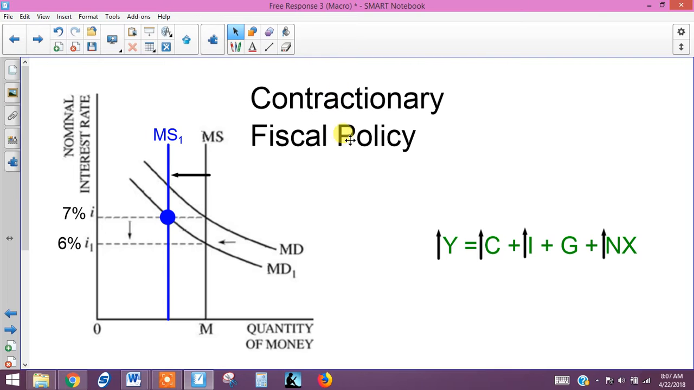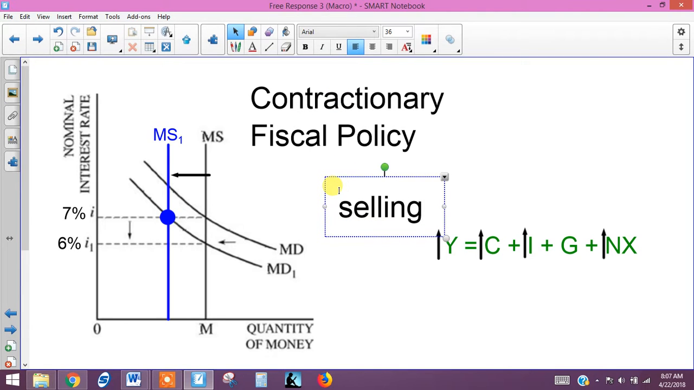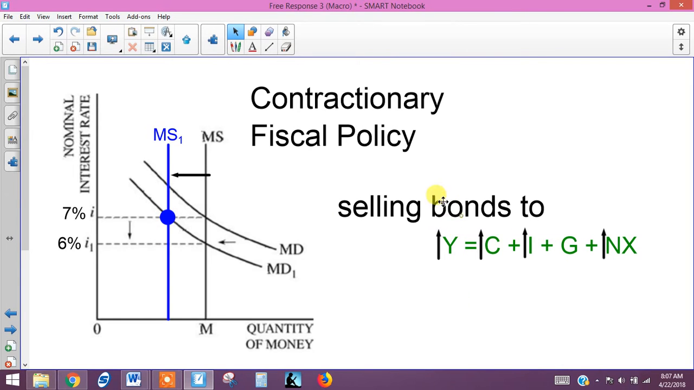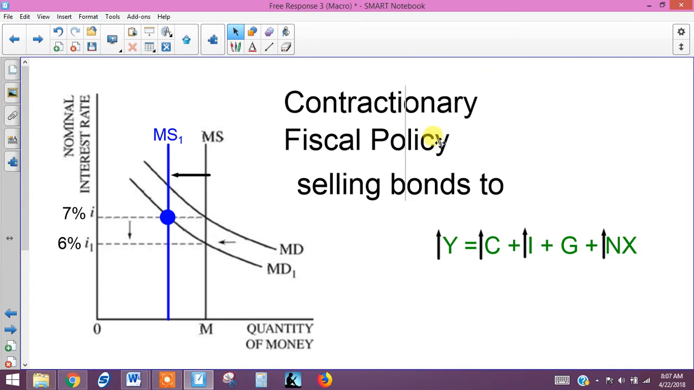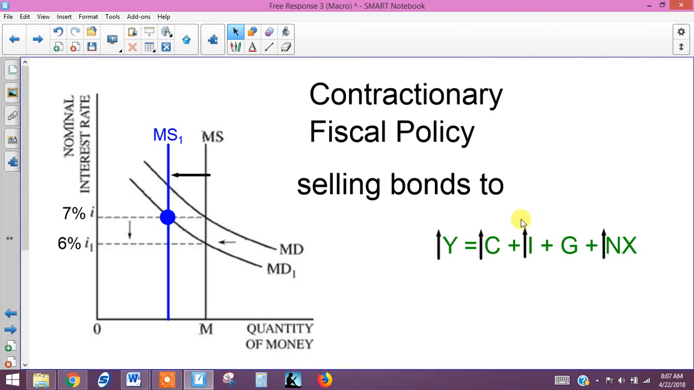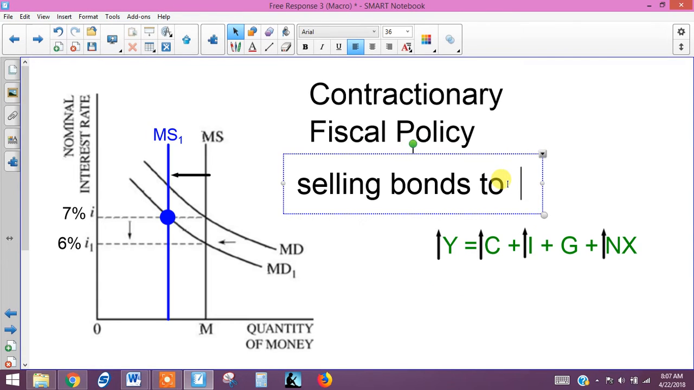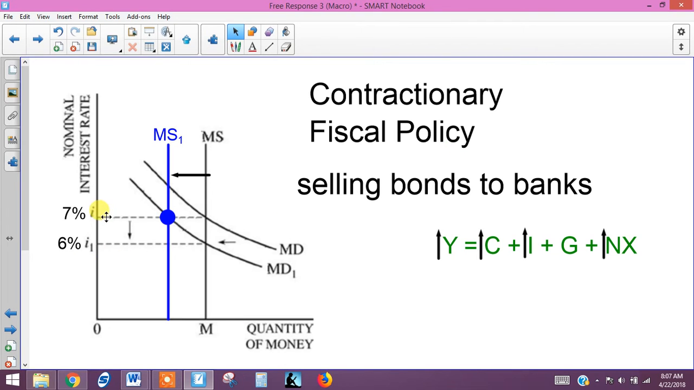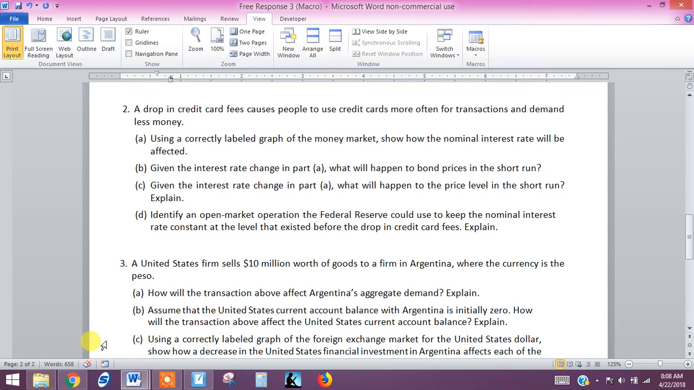That's what that is, and they do it by selling. The Federal Reserve sells bonds to whoever. You can say banks. That's what they normally do. Okay, they sell bonds to the banks. Okay, so I believe that takes care. Let me just put that in there, so you don't get confused. And that would push the interest rate hopefully back up. And I believe that takes care of question number 2. Yes. Okay.